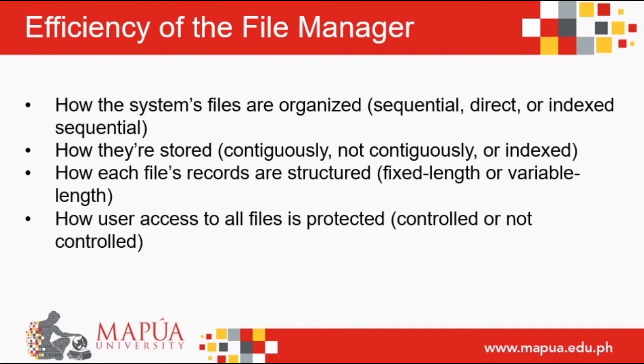For the efficiency of the file manager, there are a number of variables that directly affect it. These are how the system's files are organized, whether sequential, direct, or index sequential, how they are stored, how each file's records are structured, and how users' access to all files is protected.